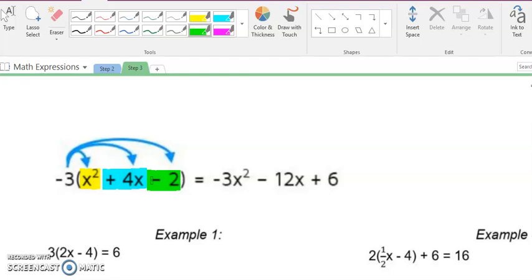3 colors. When I take negative 3 times x squared, I get negative 3x squared. When I take negative 3 times 4x, I get negative 12x. When I do negative 3 times negative 2, remember a negative times a negative is a positive 6.